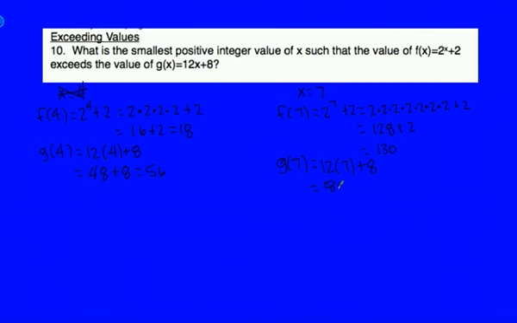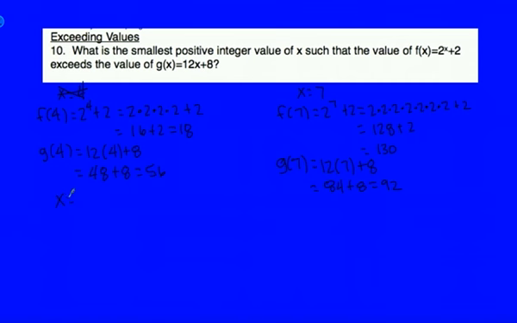Twelve times 7 is 84. 84 plus 8 gives us 92. So we can see that f of 7 is bigger than g of 7. So now we have to decide, was f of x bigger than g of x before 7?